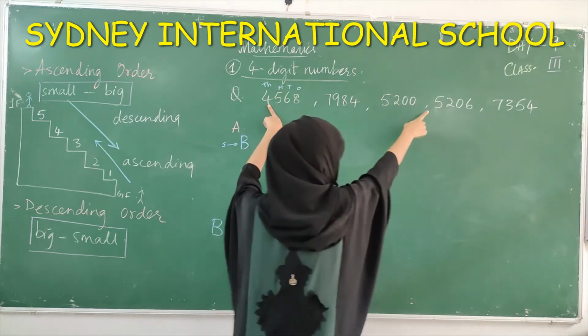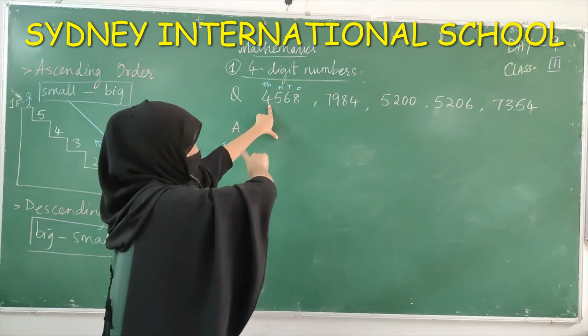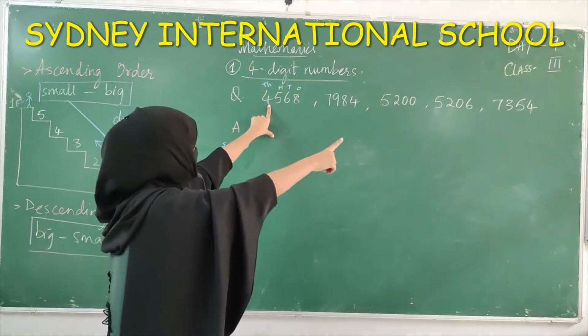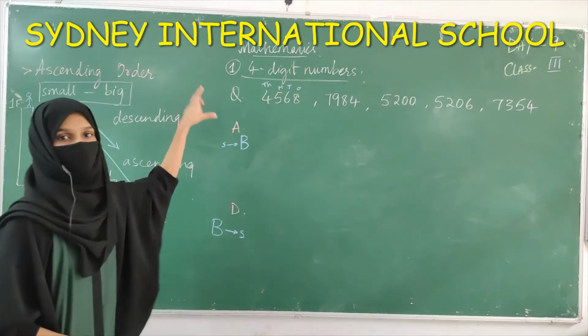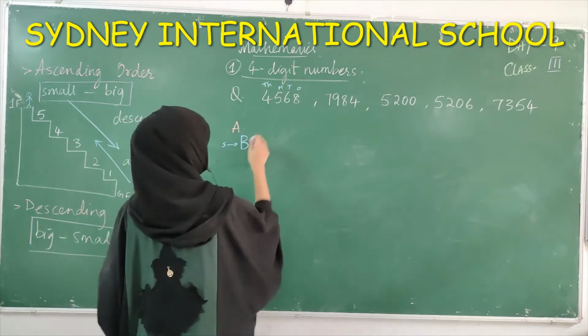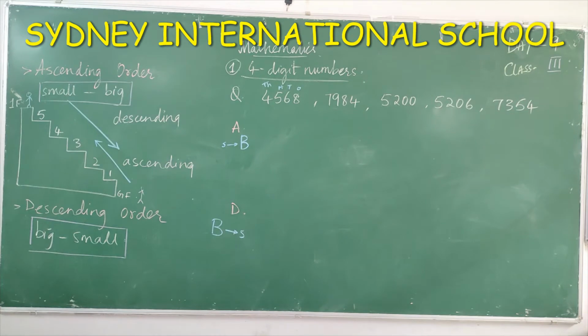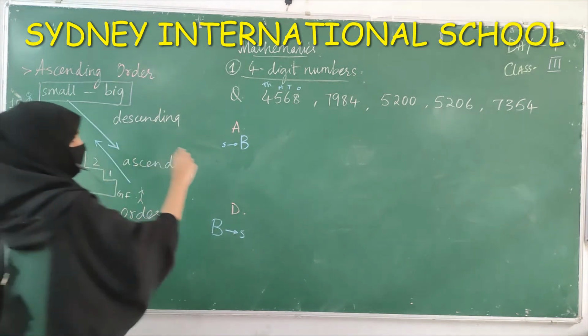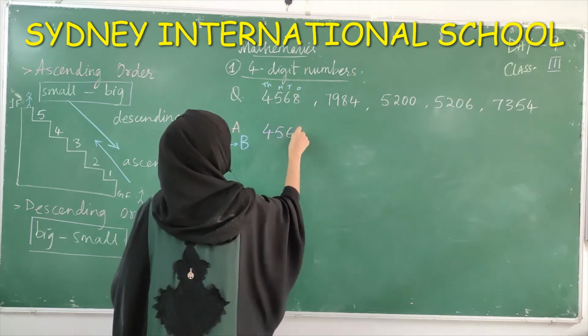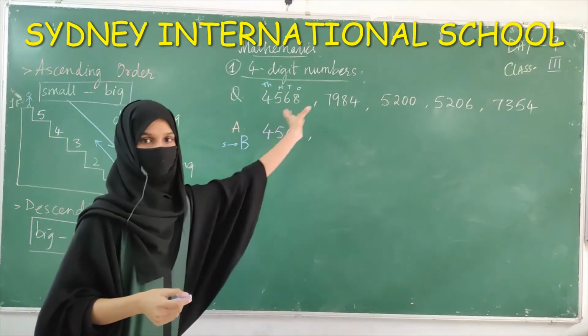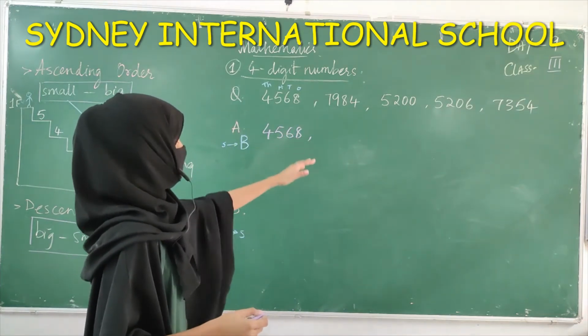Next again we have 5. 5 is also greater than 4. Then last is again 7. 7 is also greater than 4. So 4 is the smallest number in this group. So first we will write this. Here, 4568 is the smallest number in this group. Now next smallest we will write.